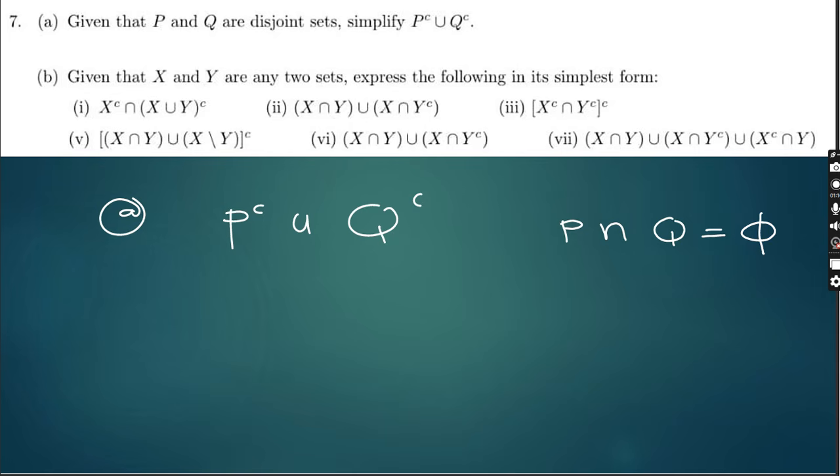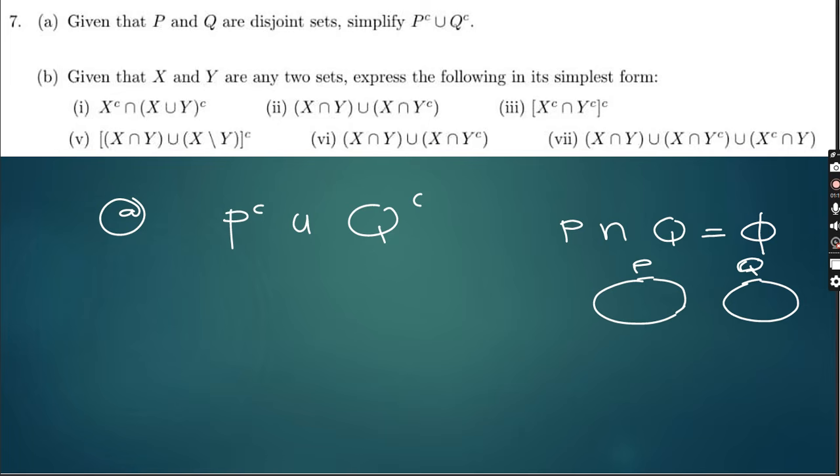So whenever you see two disjoint sets, they have no intersection. On the Venn diagram, you can represent this as two sets which are not meeting, P and Q, with no intersection. These are disjoint sets. I explained this in that video for those who watched it. So what are you going to do now? You are going to say P complement union Q complement.